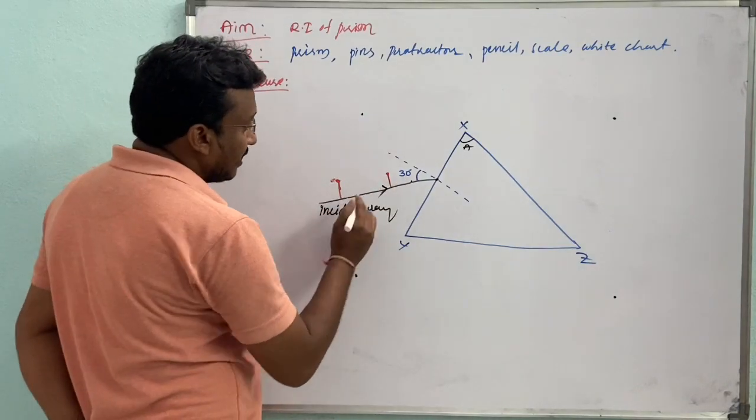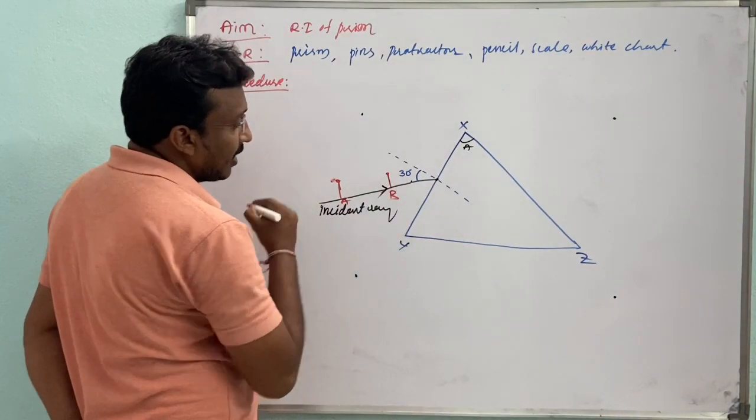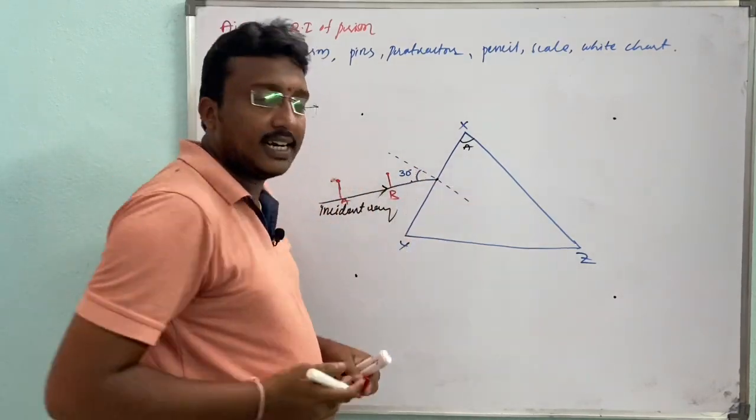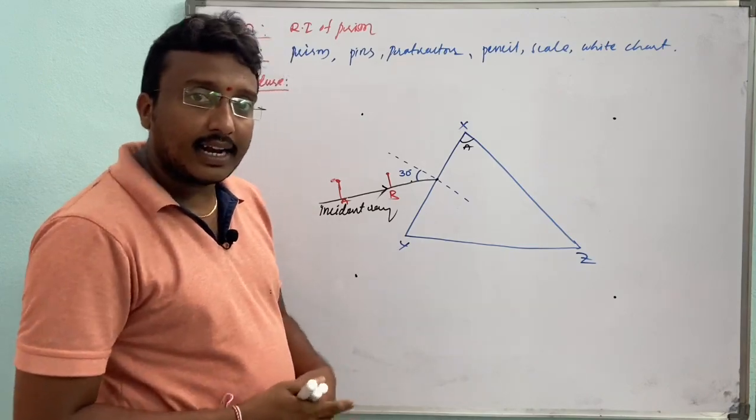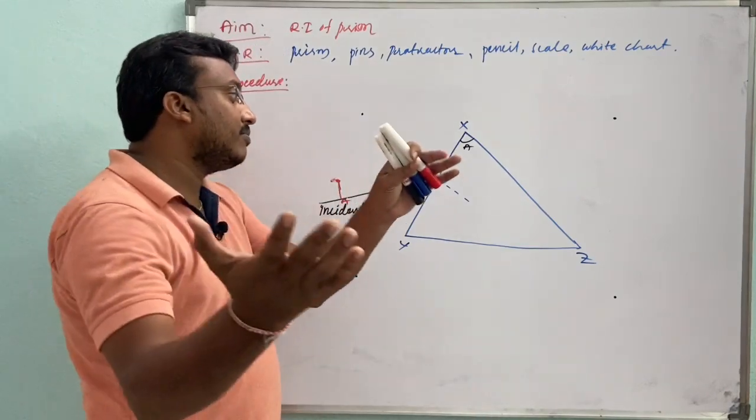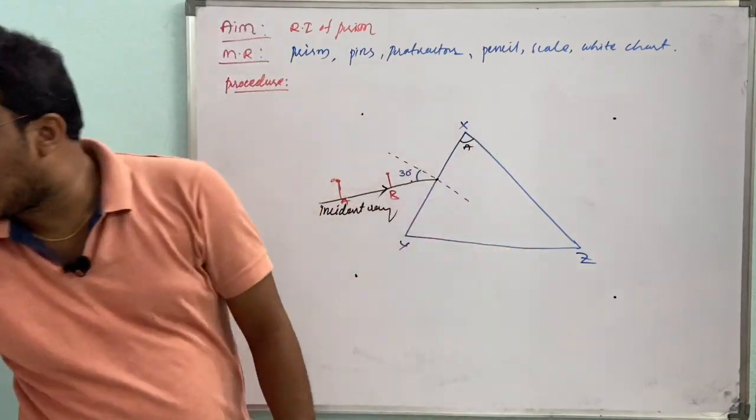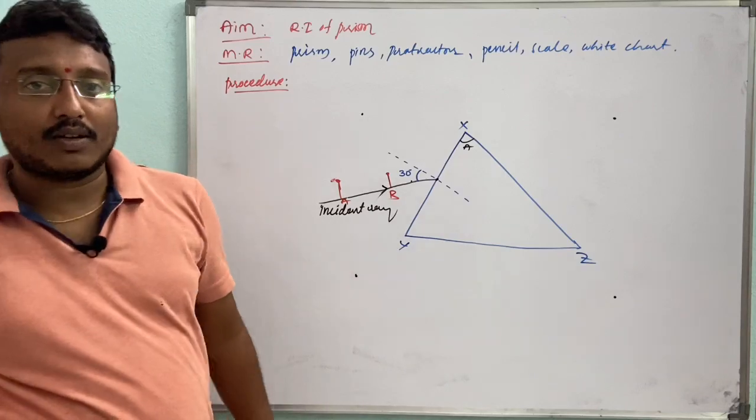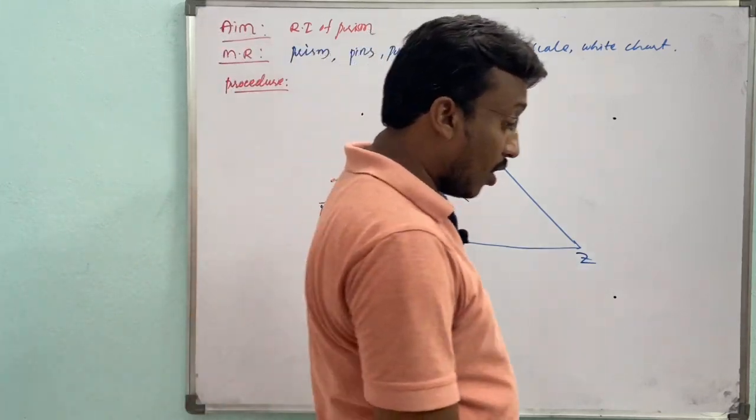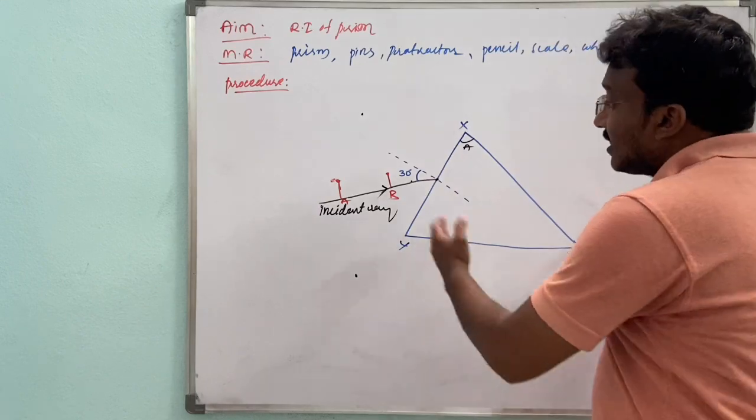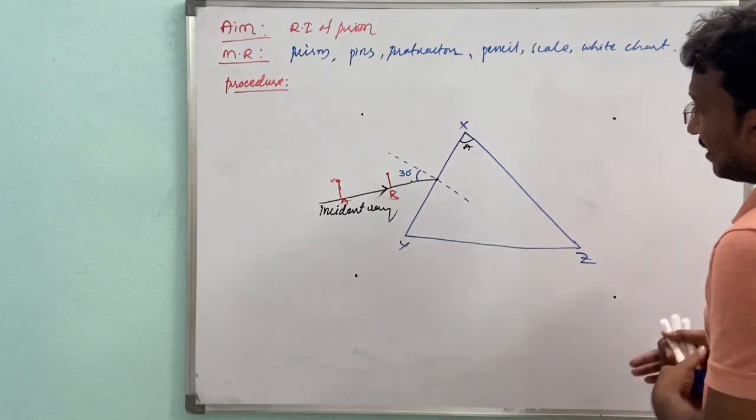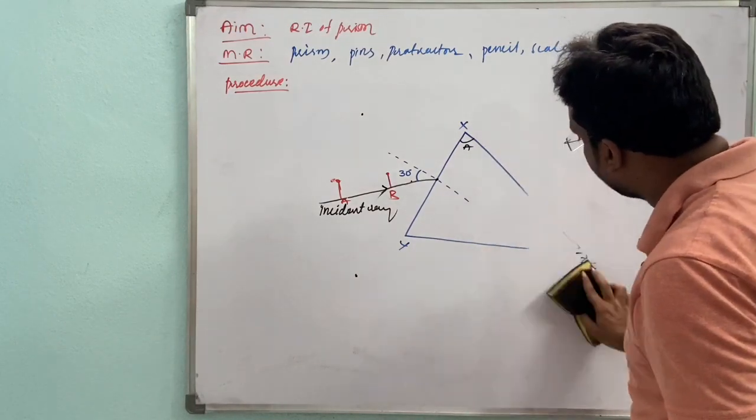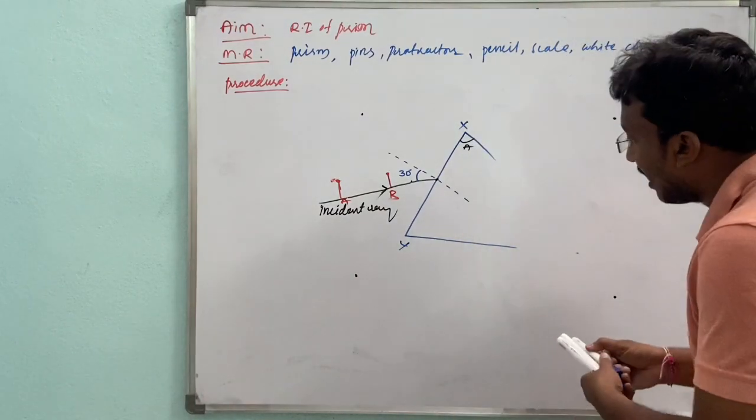Then name these pins A and B, for example. Okay, A and B. Fix 2 pins on the incident ray. Got it? And keep the prism in its own position. Again, take the prism and keep it in its position. Okay, right. After keeping the prism, see the pins A and B. I will complete it.